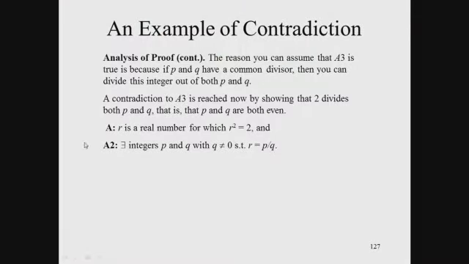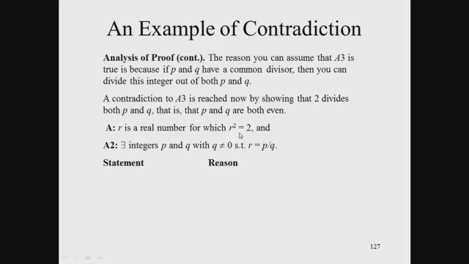I'm going to show you the contradiction that p and q can both be divided by 2. In other words, that p and q are both even. And that will be a contradiction. How can p and q have no common divisor and at the same time have 2 as a common divisor? That can't happen. Here's what we're going to do. Work forward from A and A2 to show that both p and q are even.